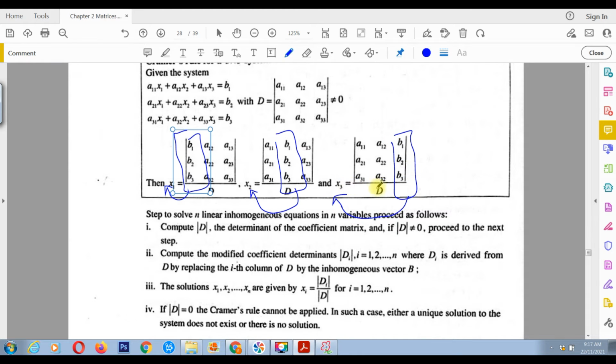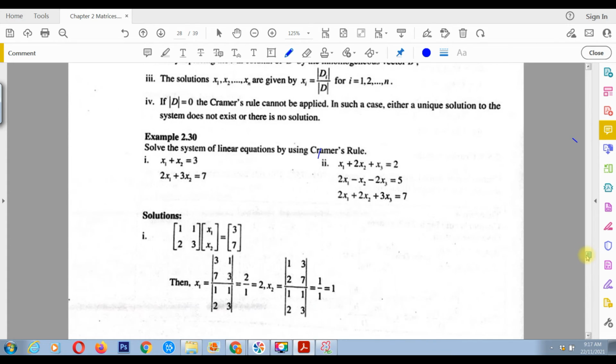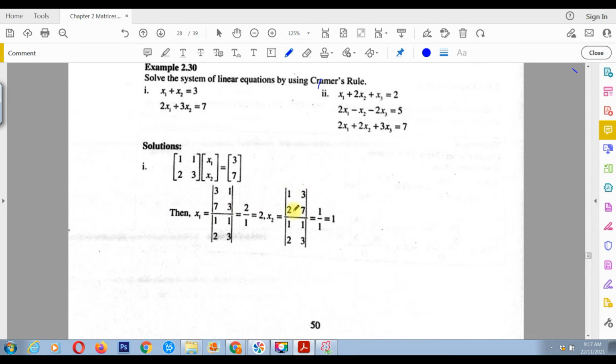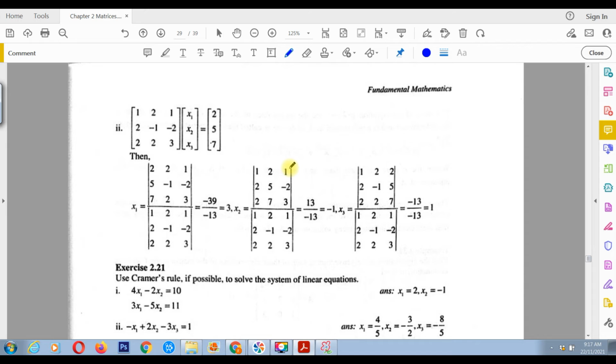And divide by the determinant. So we need to find the determinant of this 3 by 3 matrix. This is the process. So first of all, for example here, you just put it in, then you will get it directly from the formula. Similar here, it is simpler. So D we can put outside here. D equals what? D equals 1, 2, 1, 2, negative 1, negative 2, 2, 2, 3. So we get negative 13. You can use the calculator.